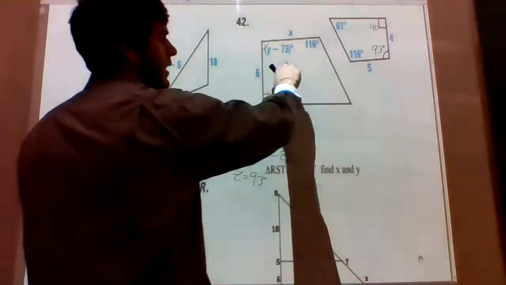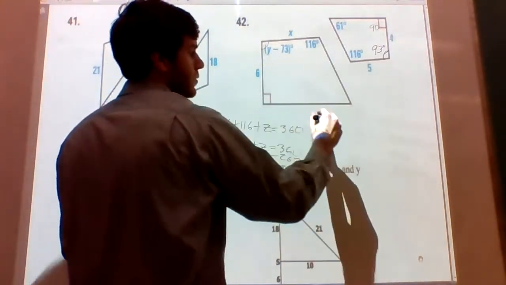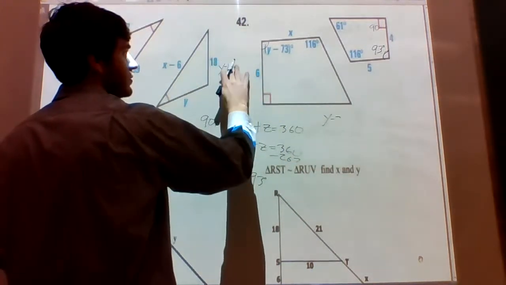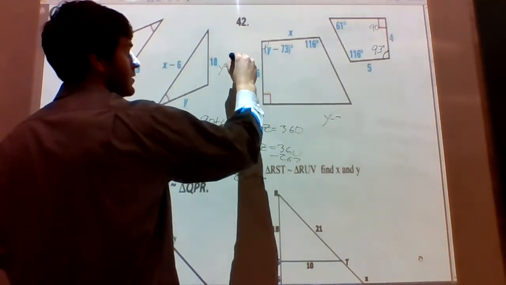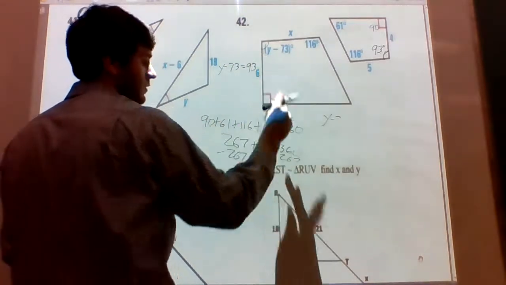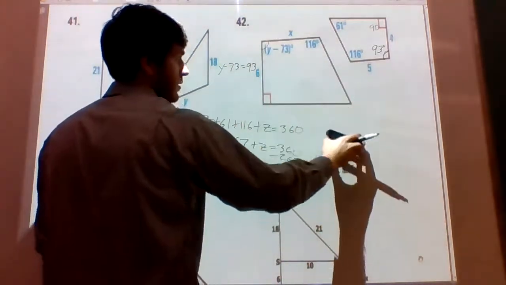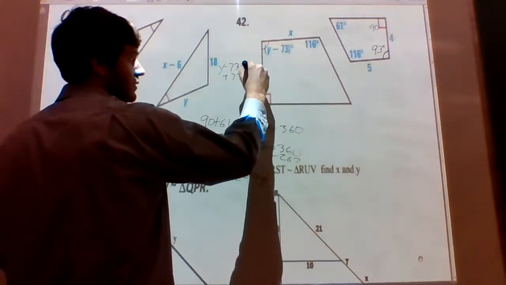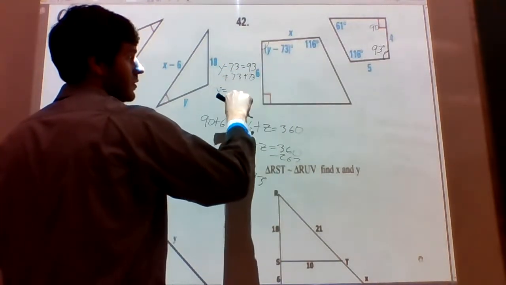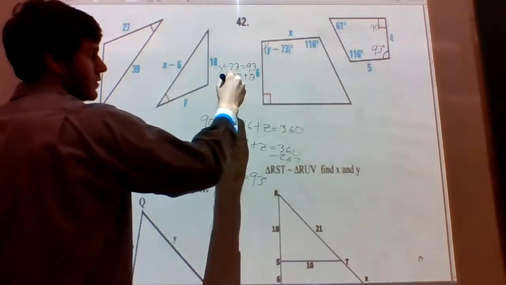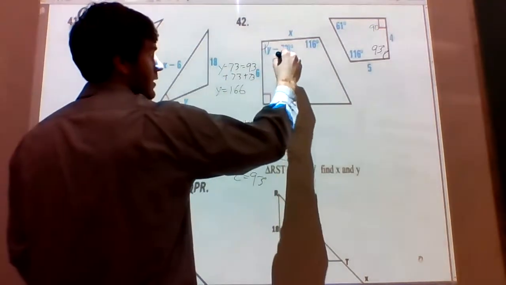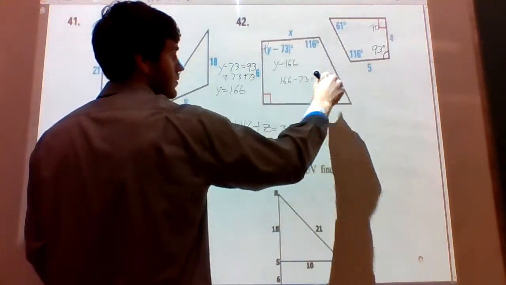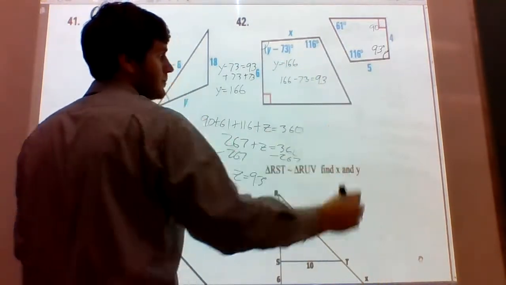Okay, so we know that this is 93 degrees, so y minus 73 is going to equal 93 degrees. So add 73 to both sides. Y is going to equal 166. Right, y equals 166. 166 minus 73 should equal 93.